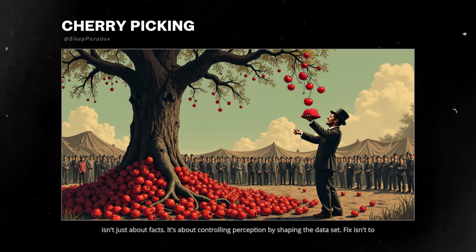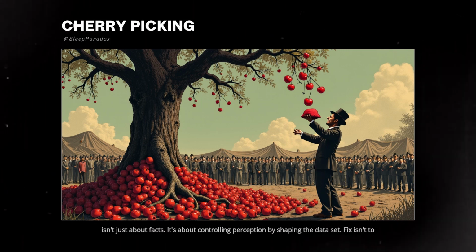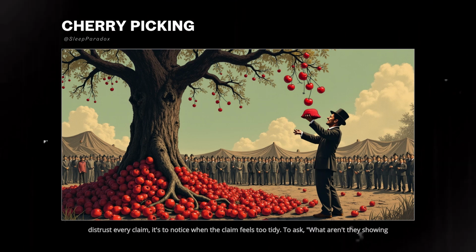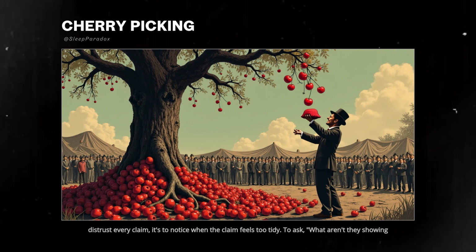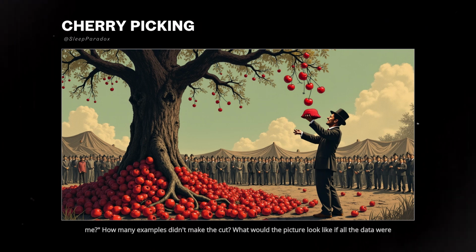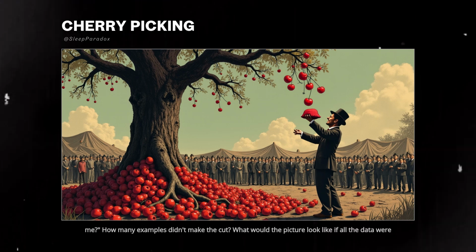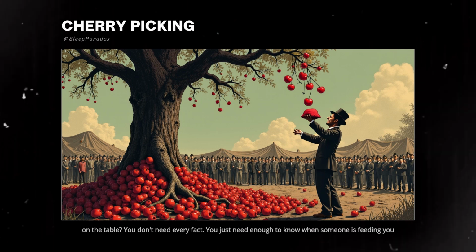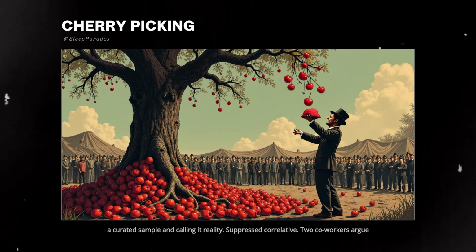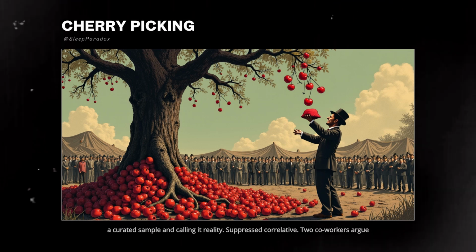Cherry-picking isn't just about facts, it's about controlling perception by shaping the data set. The fix isn't to distrust every claim, it's to notice when the claim feels too tidy. To ask, what aren't they showing me? How many examples didn't make the cut? What would the picture look like if all the data were on the table? You don't need every fact. You just need enough to know when someone is feeding you a curated sample and calling it reality.